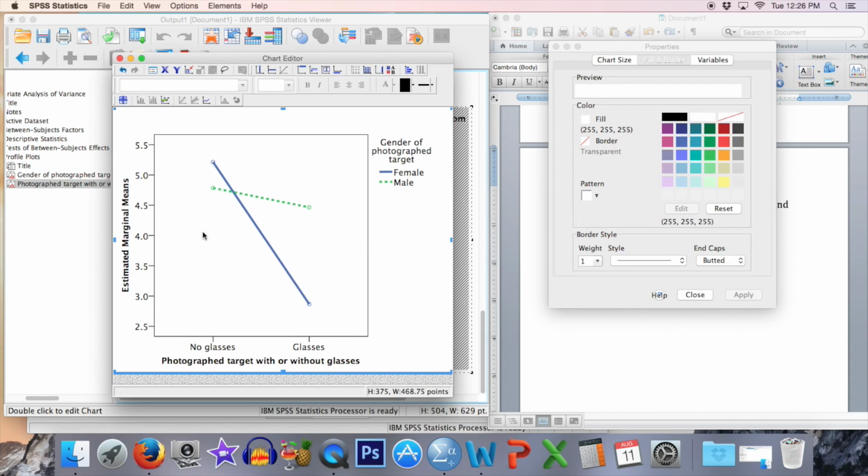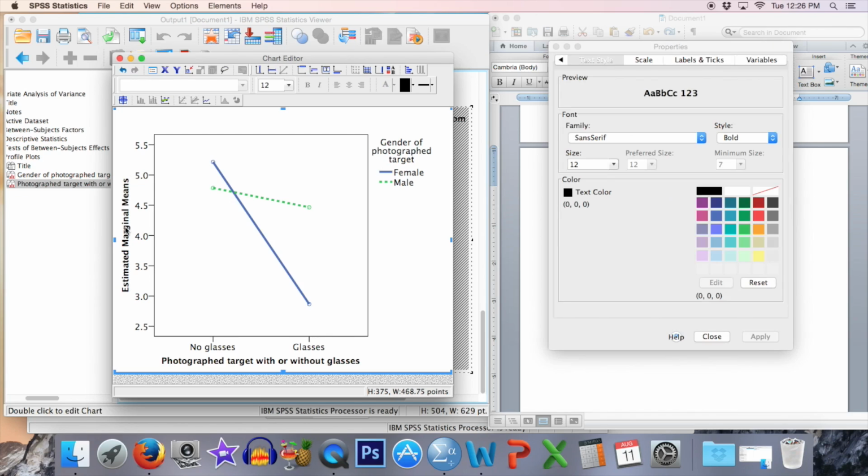And then let's go ahead and see if these titles work. So gender of photograph target, female, male. That all looks good. Photograph target with or without glasses. That looks fine. This one, estimated marginal means, doesn't really mean much. This should be average attractiveness. So let's go ahead and change that too. So click on it once, and click on it again, enters editing mode, and let's put in average attractiveness.